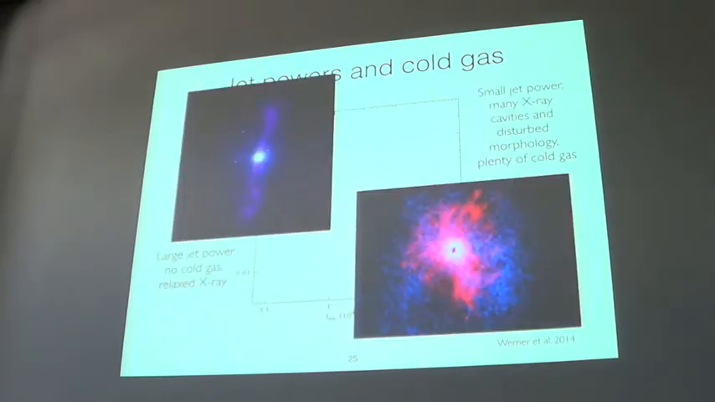So what could be happening here? So we seem to have these two states. Even in these X-ray bright, cool core elliptical galaxies, we still seem to see two states. We see the large jet power systems without cold gas and very relaxed X-ray properties. We see systems that have small jet powers, they have many X-ray cavities which lead to this disturbed morphology, and they have plenty of cold gas, they're cold gas rich.